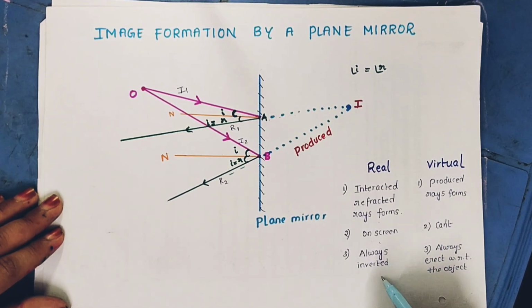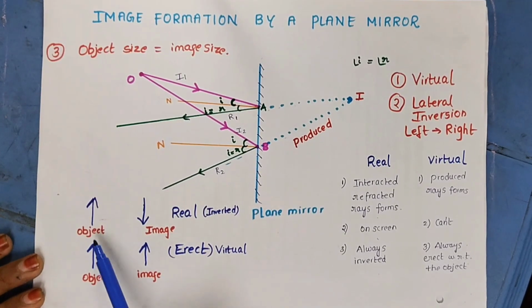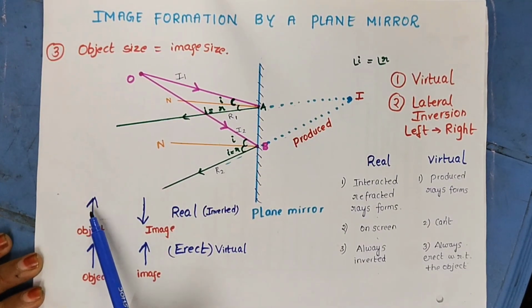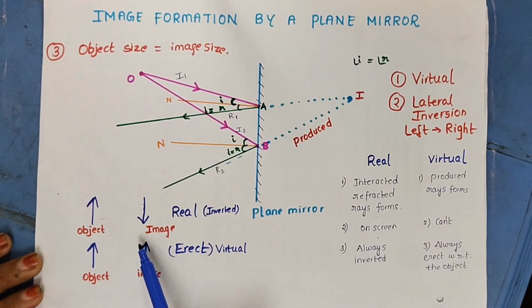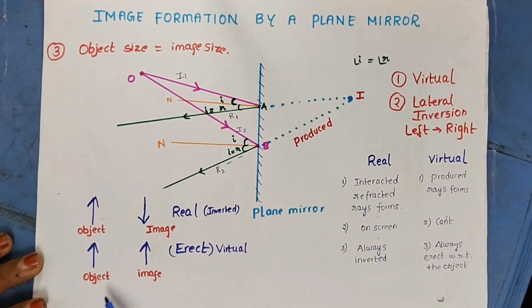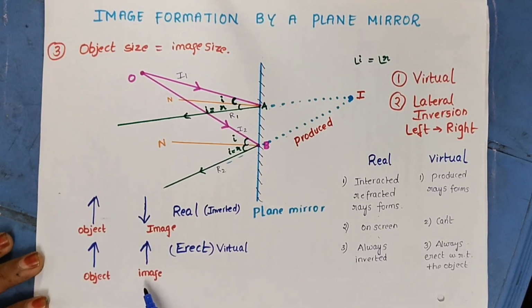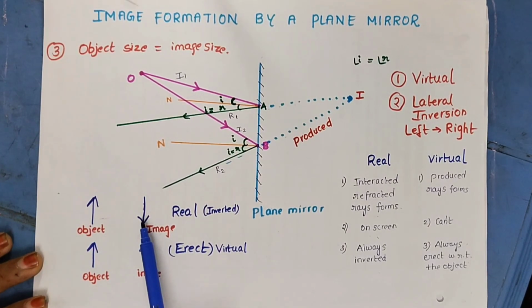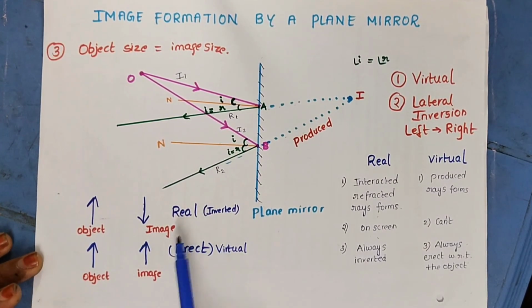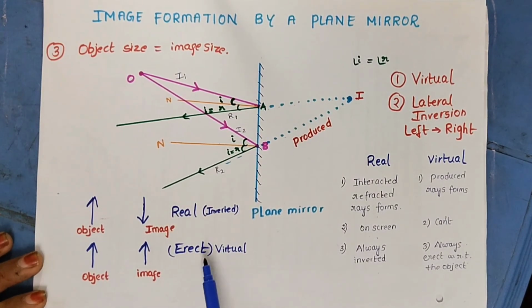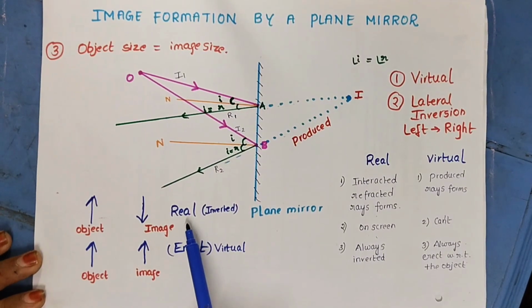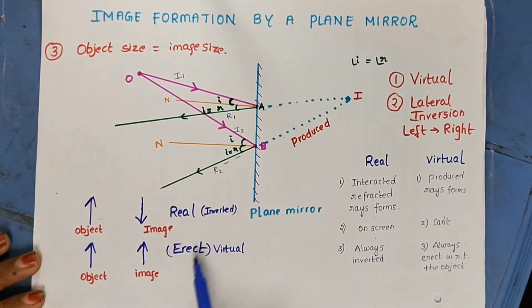Always, inverted images are real images. And see now, if the object is in the upward direction, when it is forming a real image, the image will be in the downward direction. If the object is in the upward direction, when it is forming a virtual image, its image will be in the upward direction only. If the image is inverted, it is called an inverted image. If the image is in the same direction as the object, it is said to be erect. Always remember, all the real images are inverted ones, all the virtual images are erect ones.